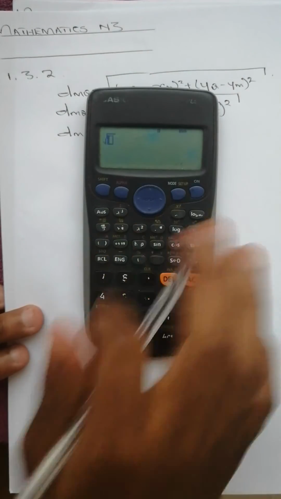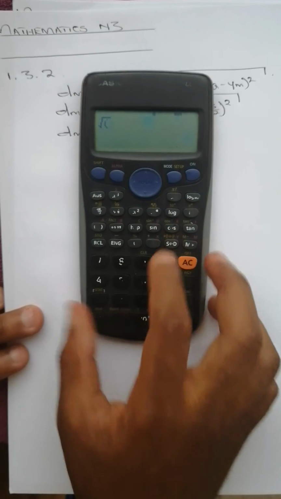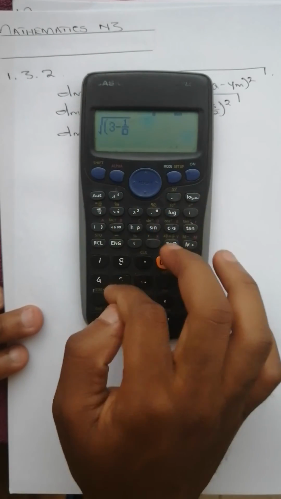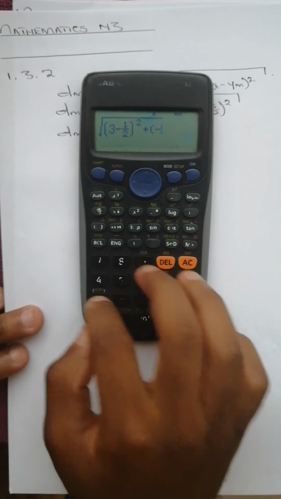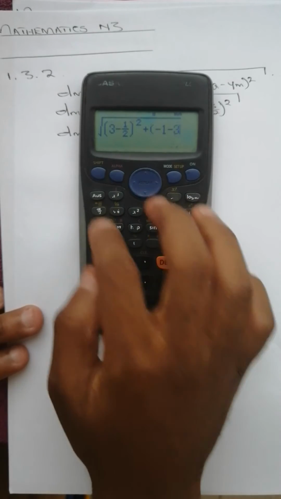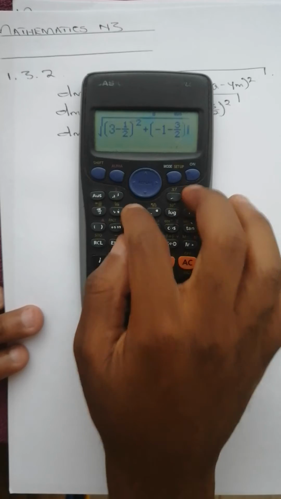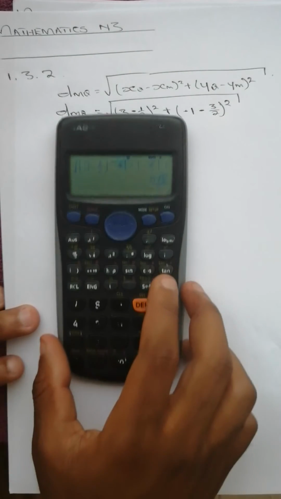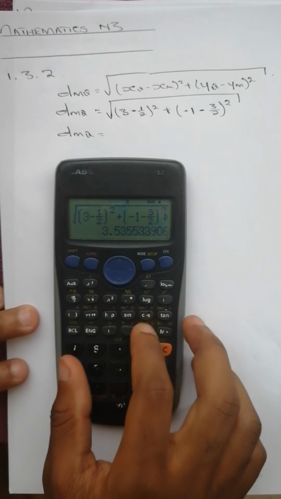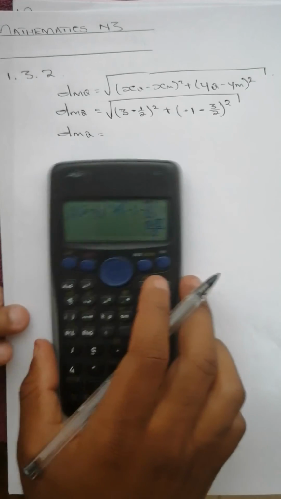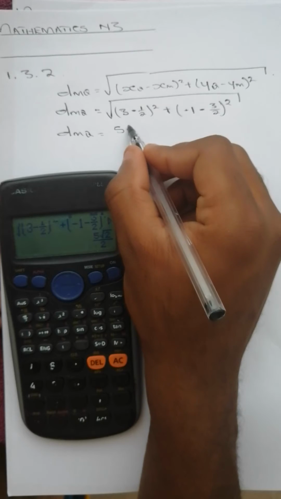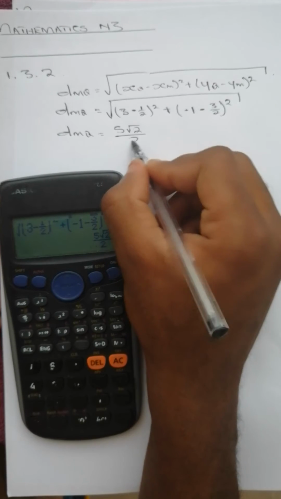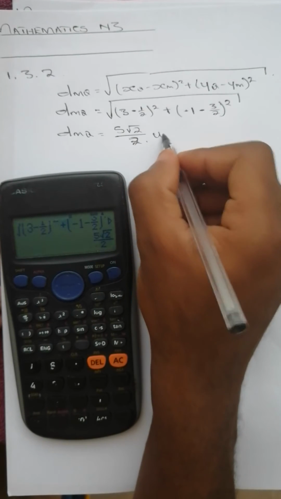d_MQ is, we punch this into the calculator, the square root of (3 minus 1 over 2) squared plus (negative 1 minus 3 over 2) squared, and we get 5 square root 2 over 2, and units.